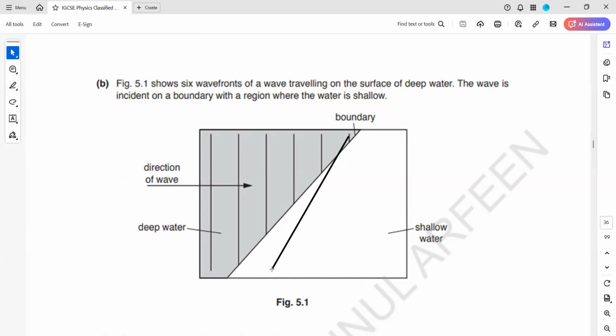I should draw the wave front lagging behind. If it was traveling at the same speed, I would draw like this. But because it slowed down, it will lag behind. We'll draw in this manner.